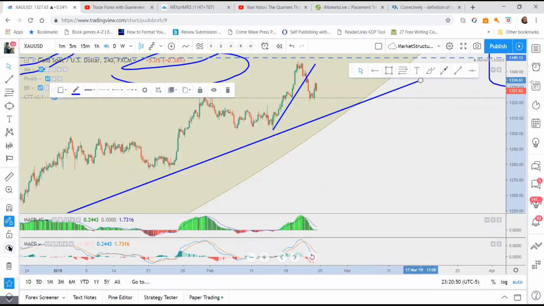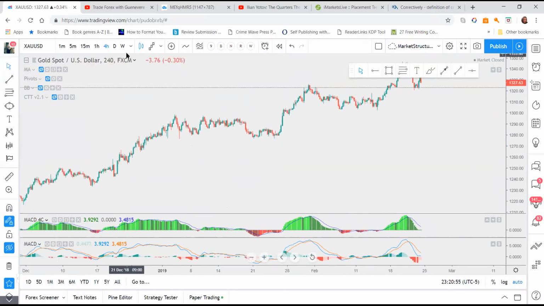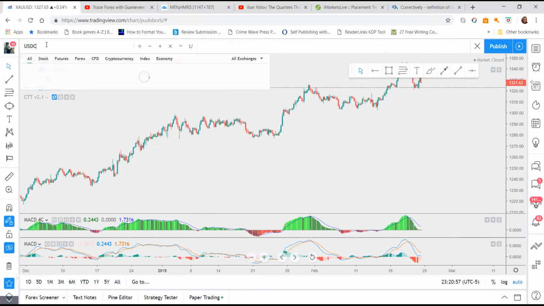So yeah, to take off any of your drawings, if you want to see a naked chart, because sometimes I like to just look at it and see what it's doing. I do that. I hit the eyeball.